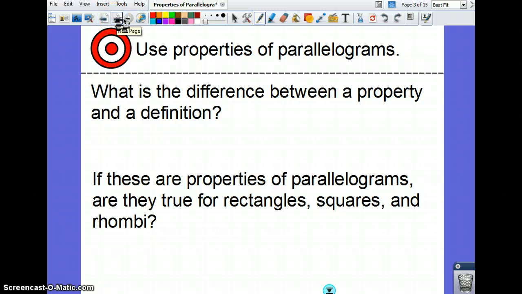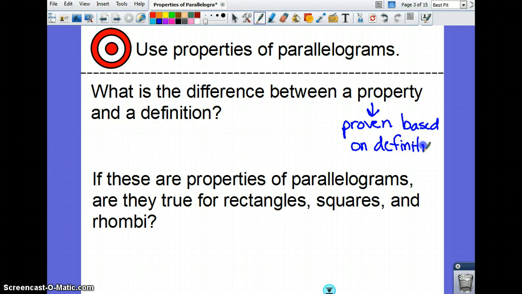Oh, first of all, some critical thinking. What is the difference between a property and a definition? Well, a property, if we were to send you to a desert island where they don't know geometry at all, but you were to tell people, hey, there's this quadrilateral with two pairs of parallel sides, they could figure out the properties based on that definition. Definition, you would have to tell them. Okay? So a property is proven based on the definition, whereas the definition is just simply given. You can't really justify it. It is what it is.